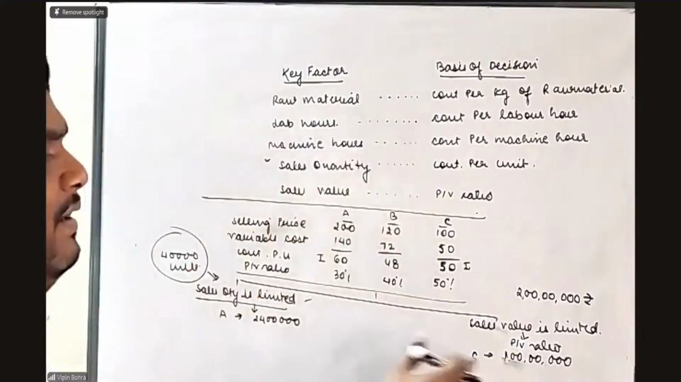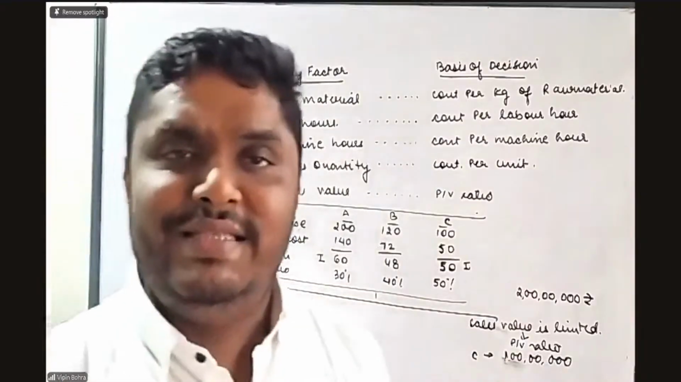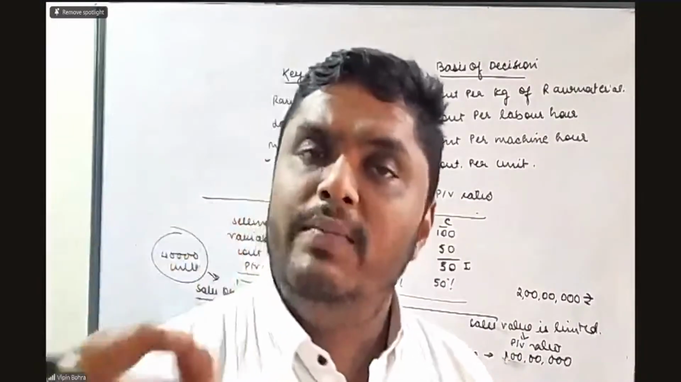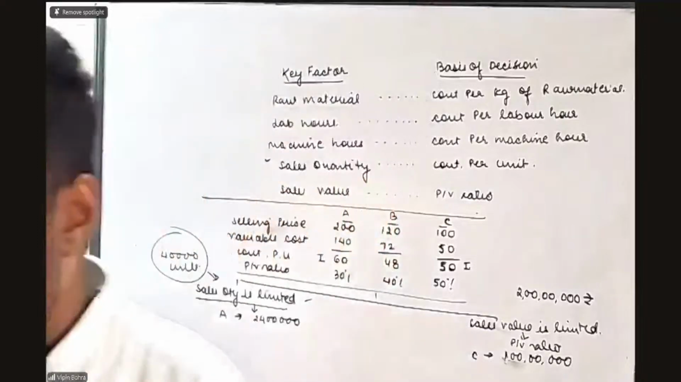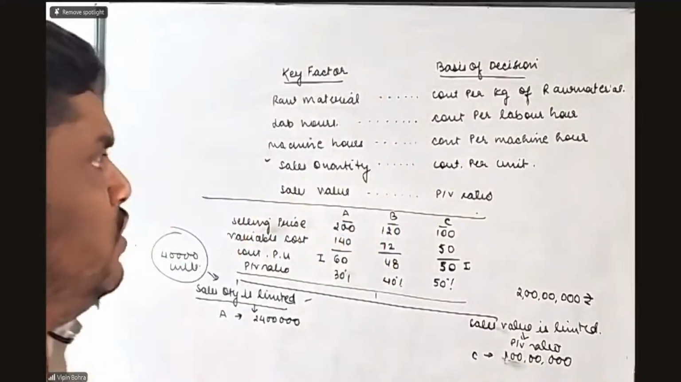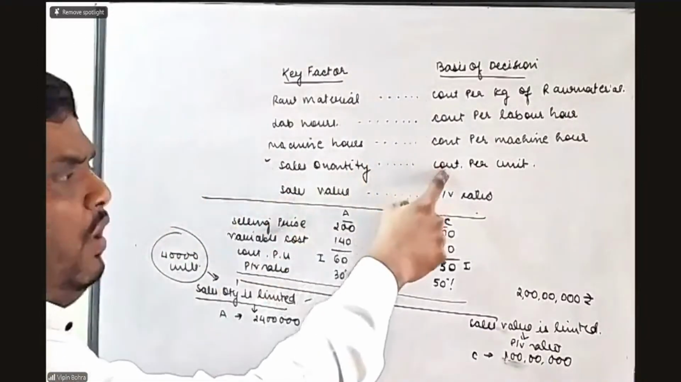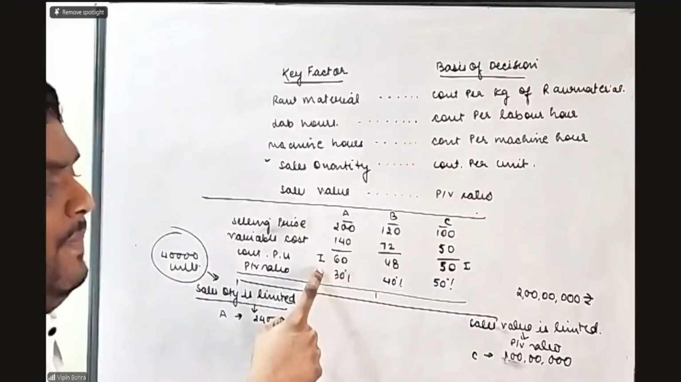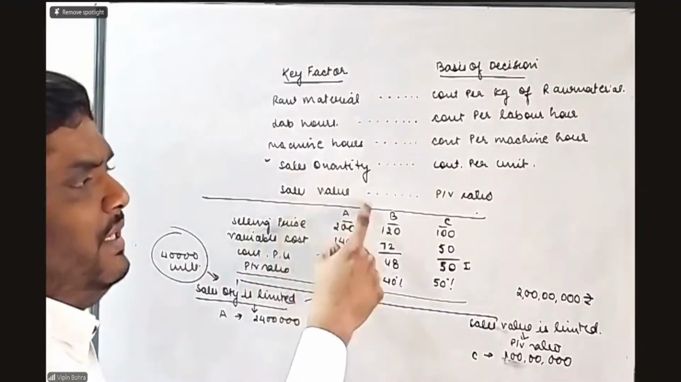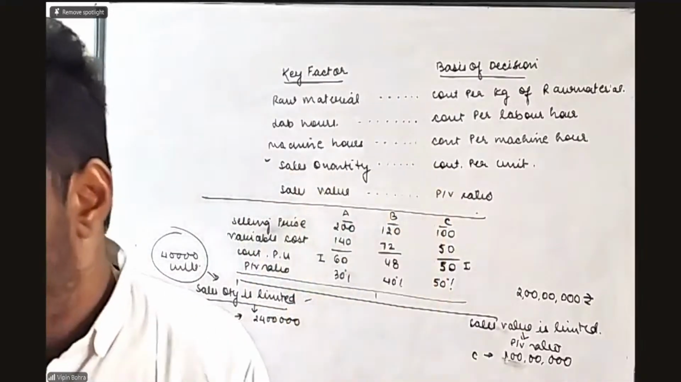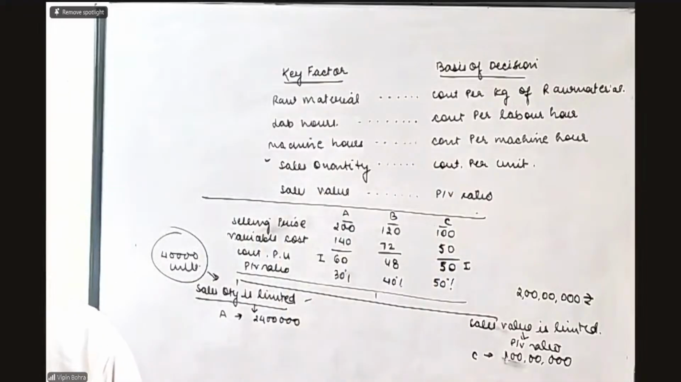So these 2 points are more or less same, but yes, the difference is the contribution per unit and the PV ratio. So if sales quantity is limited, contribution per unit will be selected. And if the sales value is limited, PV ratio is to be selected. Those who want to copy this explanation can copy.